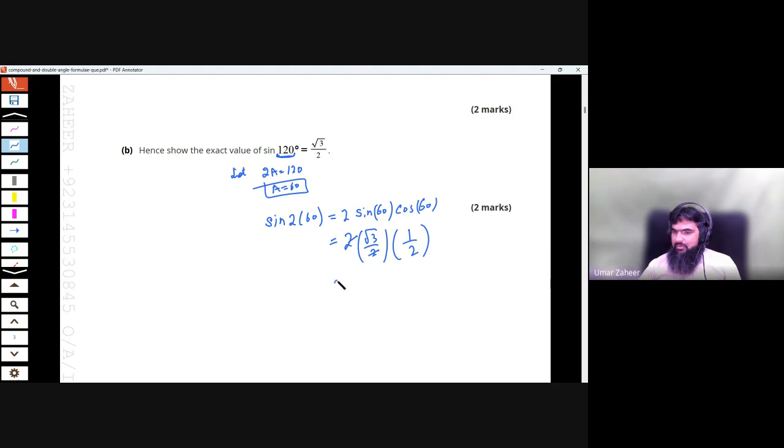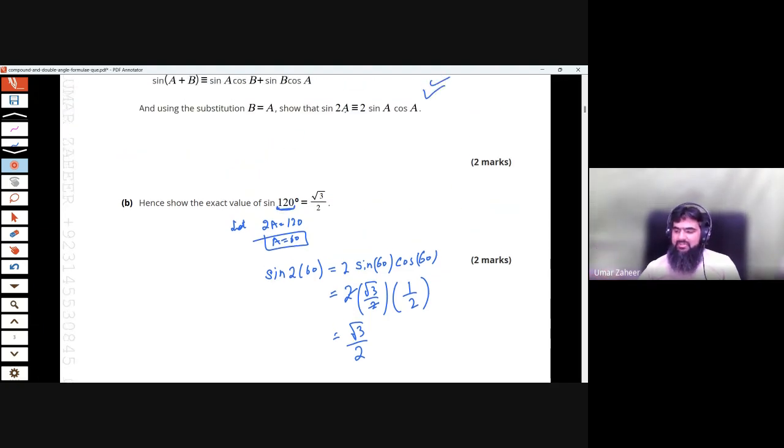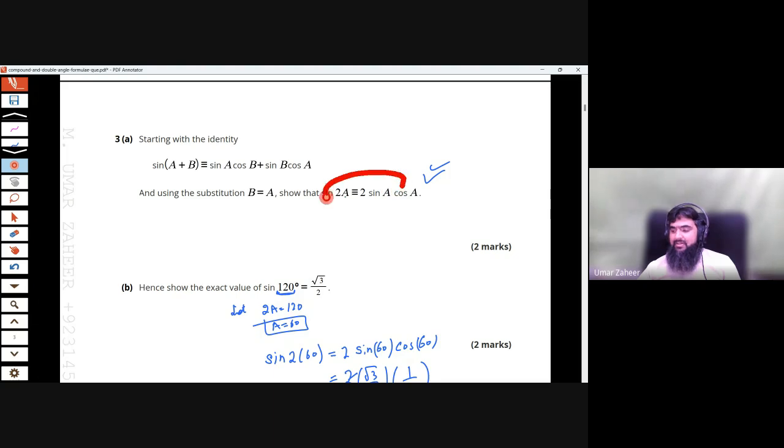2 is cancelled out. We will get the final answer root 3 divided by. So look at here, we have to find this value, sine 120 degrees. Obviously, you can use a calculator, but when it says that you have to utilize the double angle identity, you have to take the help of the double angle identity and utilize the main angles like 30, 45, 60, 90, 180. They are basic angles.